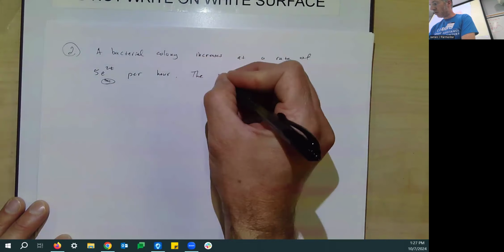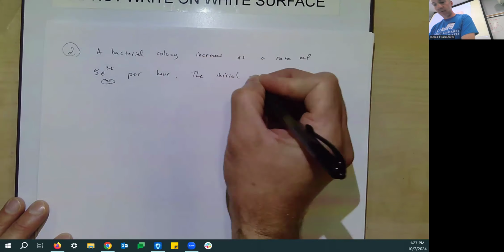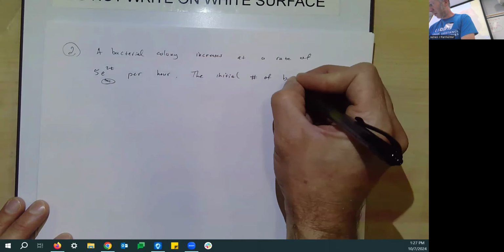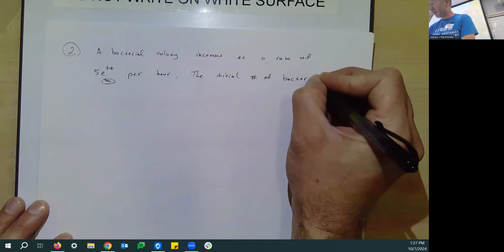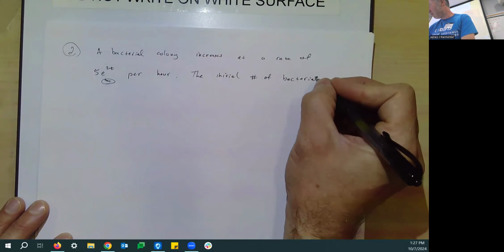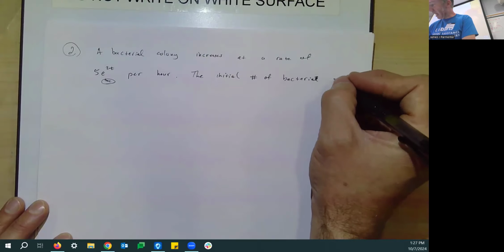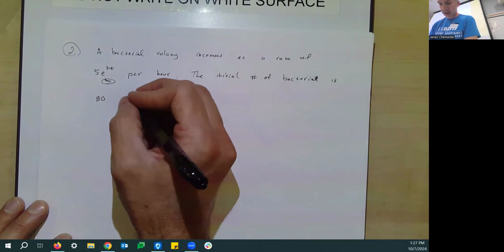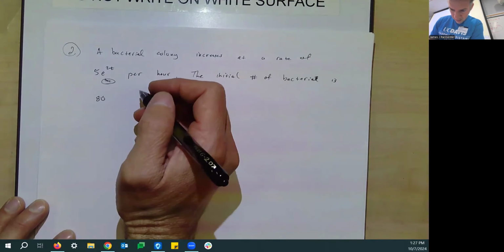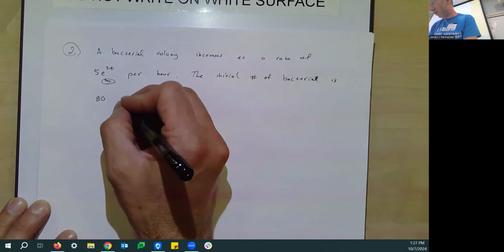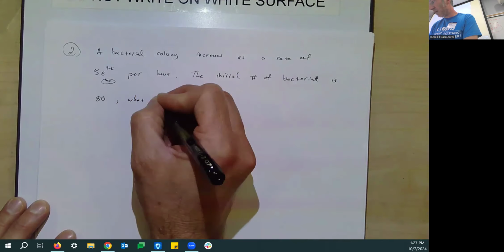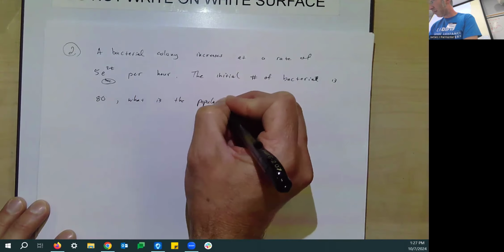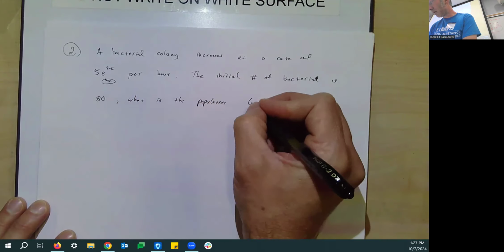The initial, another initial condition problem. The initial number of bacteria, not bacterial, is 80 bacteria. And we want to know what is the population 6 hours later.